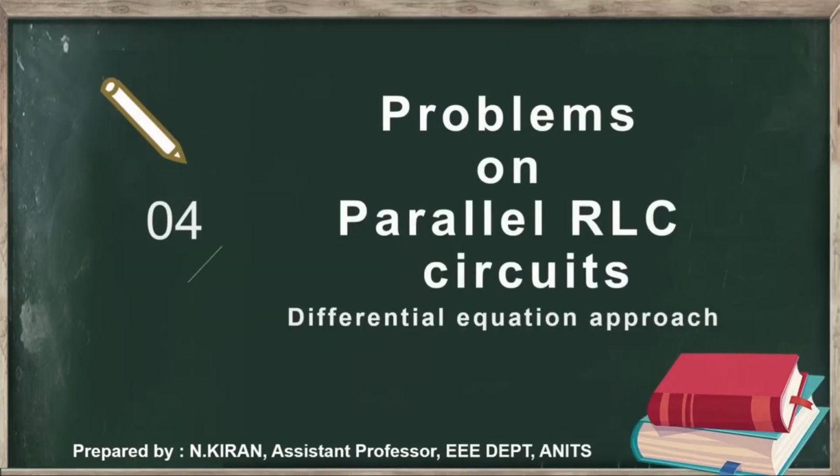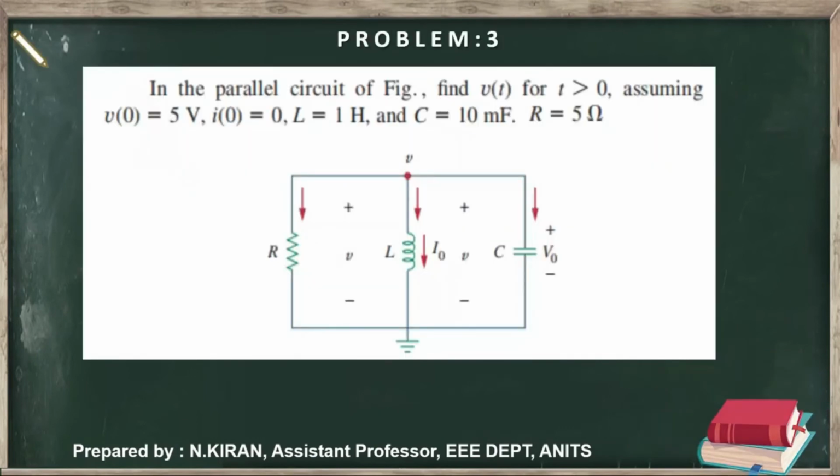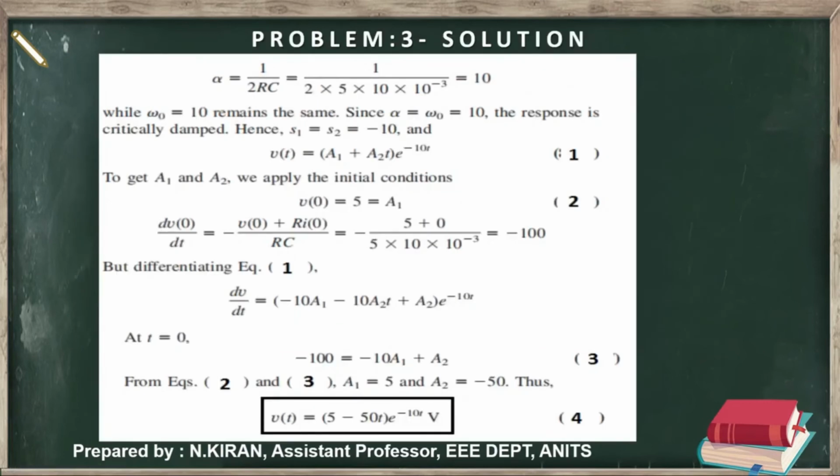So let us see some sums on parallel RLC circuits. So here also R, L and C values are given. The initial voltage across the capacitor is given as 5 volts. The initial current through the inductor is given as 0. They asked us to find the expression for V of t. So the alpha value is 10 and the omega value is also 10.